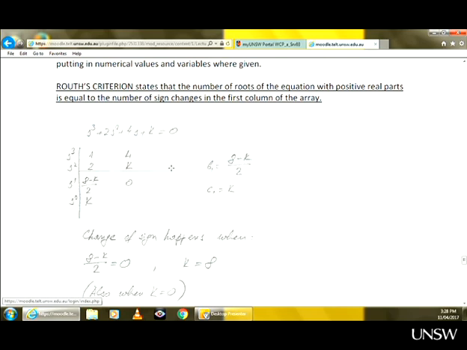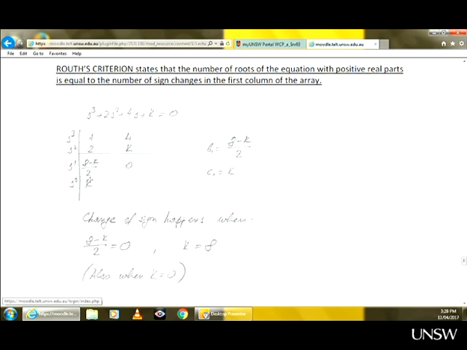Now, this element here will be equal to this product, 2 times 4, minus 1 times k, divided by 2. So 8 minus k over 2 is given here. Next one is 0, because you have 2 times 0 minus 1 times 0, which is 0, divided by 2 is still 0. So we don't worry about that. And finally, this one will be equal to b1 times k, minus 2 times 0, which is not there, and then divided by b1. So you only get k.